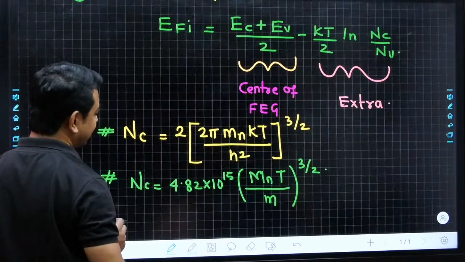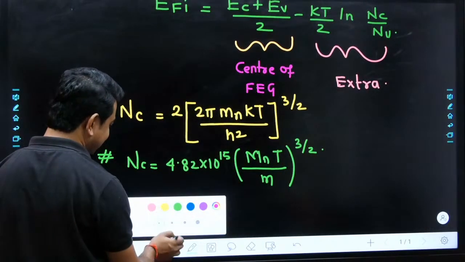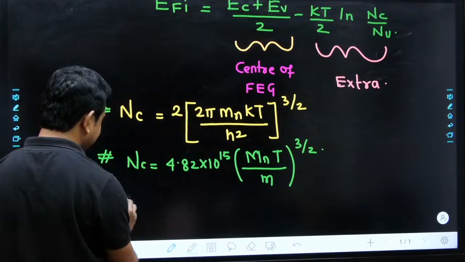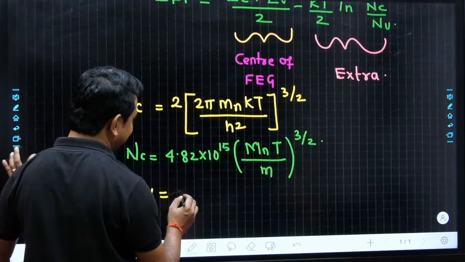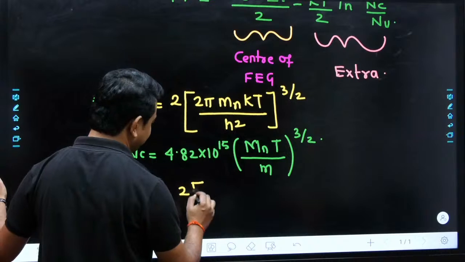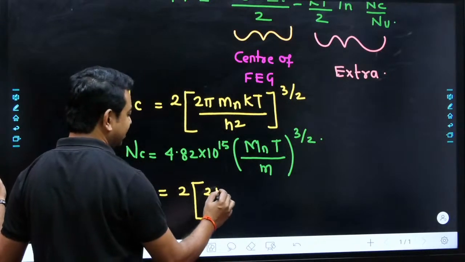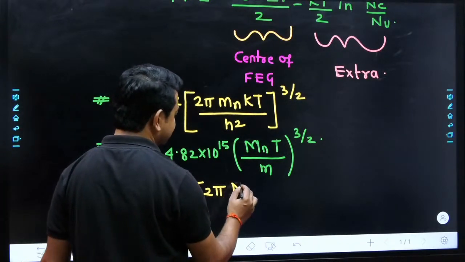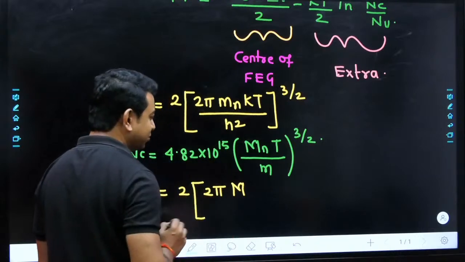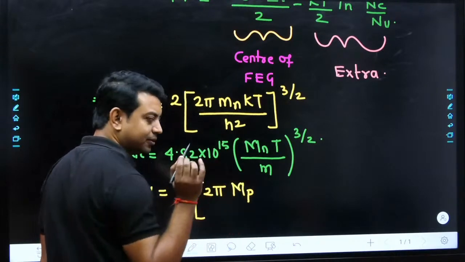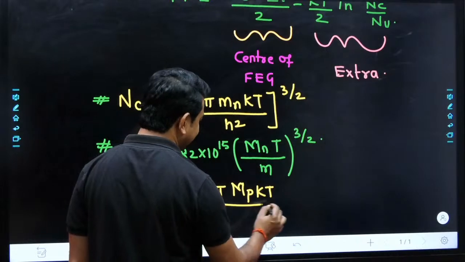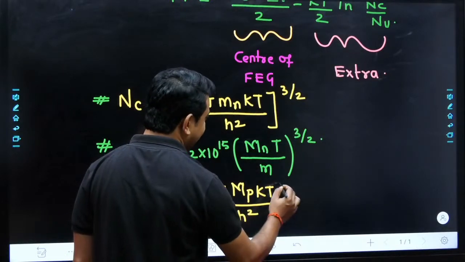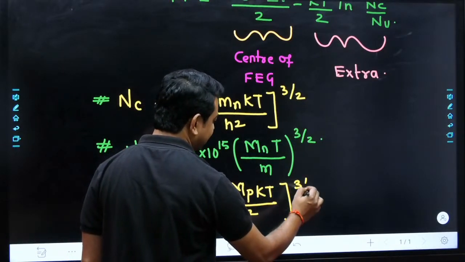In a similar way, we can write the value of NV also. So, how to write NV? Most of the students know this particular factor, 2 pi. Instead of Mn we write Mp here. Take care. And here we have kT divided by h square raised to 3 by 2. We write it in this way.